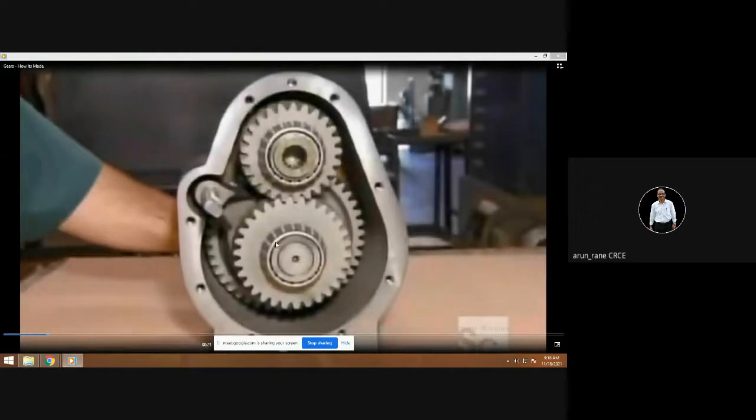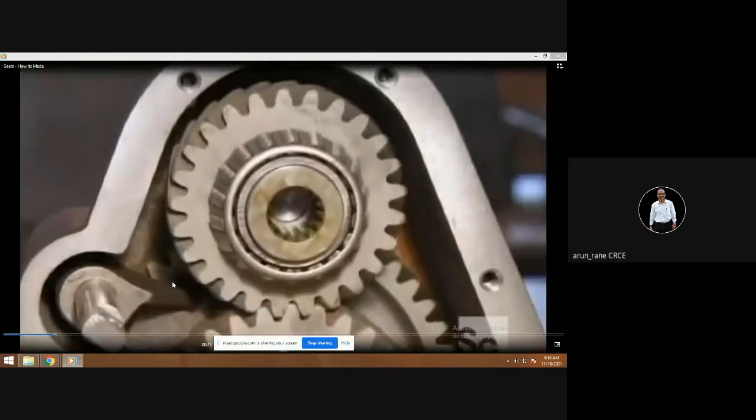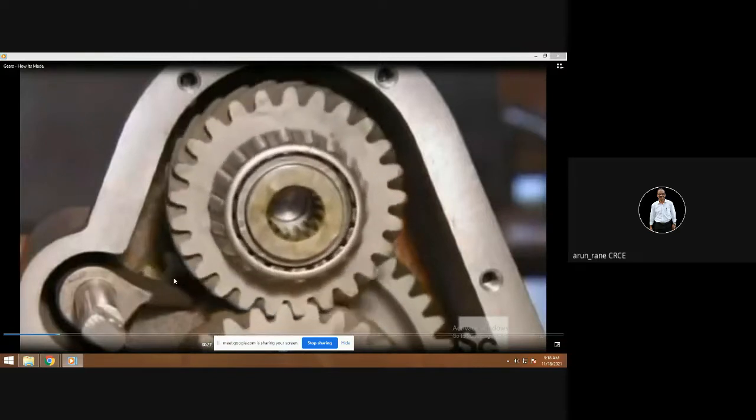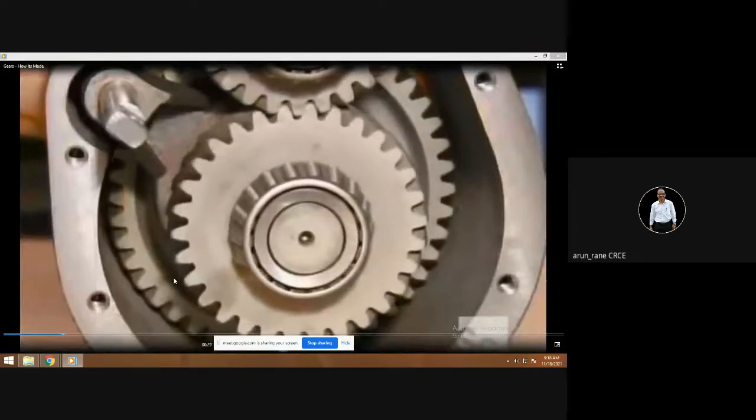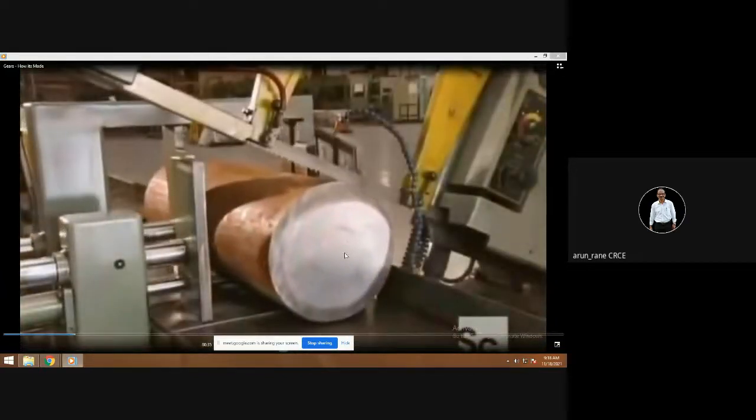This is another video. This is the basic spur gear, and gears are used for power transmission where the distance between the two shafts is less. This is simple spur gear.